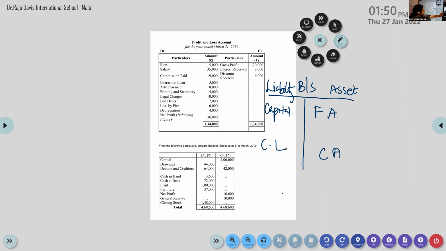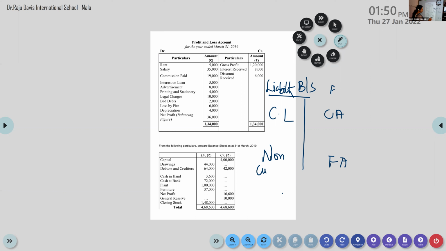Now, if it is order of liquidity, then how is it? First, we'll write the current assets. We'll start with cash. Then we'll write the fixed assets. Similarly, coming to the liability side also, first we will be writing current liabilities. Then towards the end, we'll write non-current liabilities or long-term liabilities. So the orders of preparing balance sheet are very important. You should know it. You can expect it. Order of preparation of balance sheet in the order of permanence, in the order of liquidity.